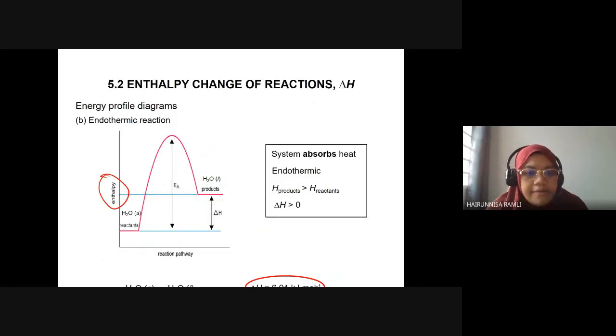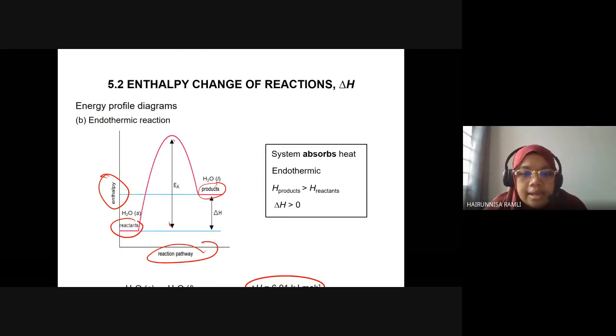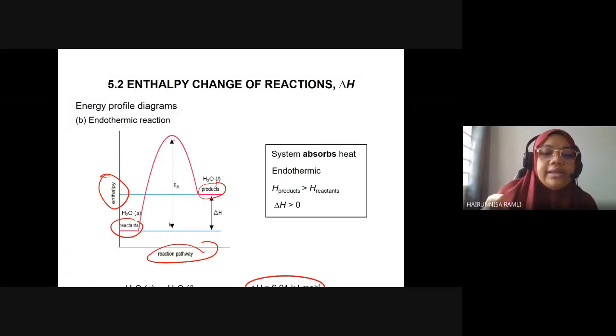The same applies: you have to put enthalpy and reaction pathway or reaction progress. It's just that the shape is now the reactant is lower than the products. EA is still the same, from reactants to the peak, so it will be longer there. And delta H is still the same, the change between reactants and products. So here is its value, delta H. You have to practice how to sketch this.